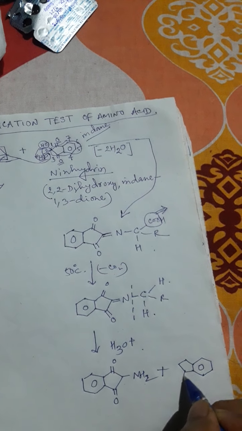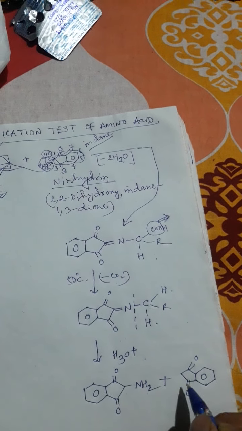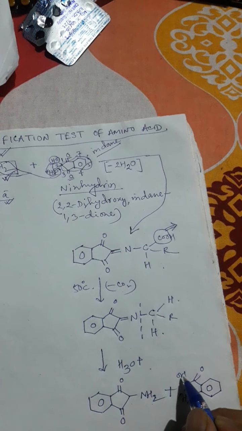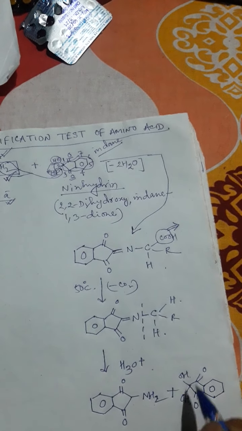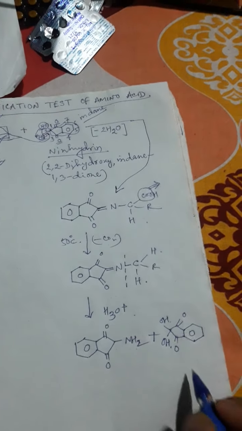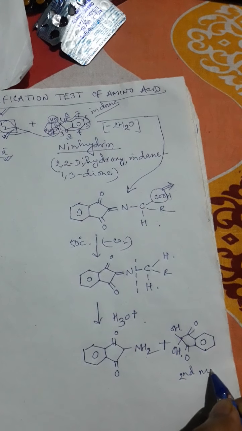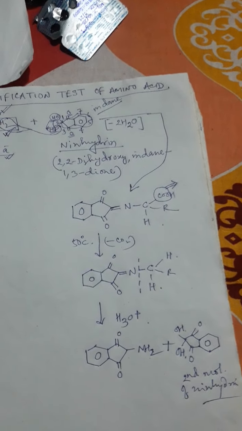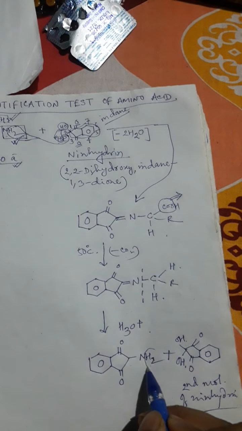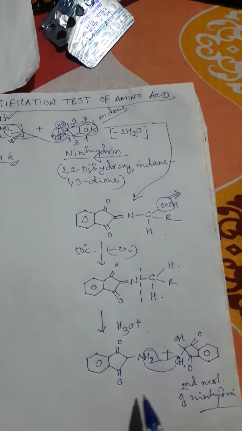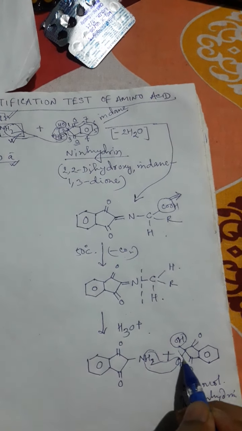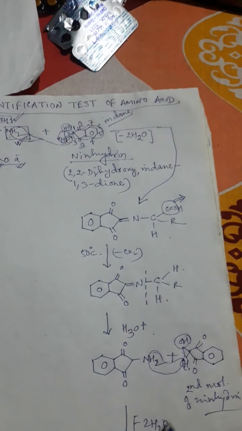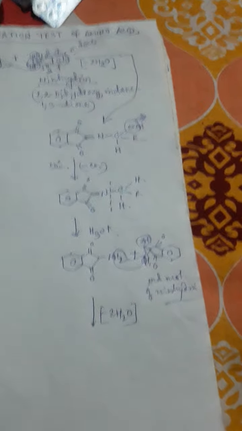Now a second molecule of ninhydrin comes here to react as in the previous step, as in the first step. So this is the second molecule of ninhydrin. What will happen? Same reaction. So H2 from here and O from here make one water, and OH from here and H from here. So again 2 molecules of water will be eliminated, and it will form the adduct.